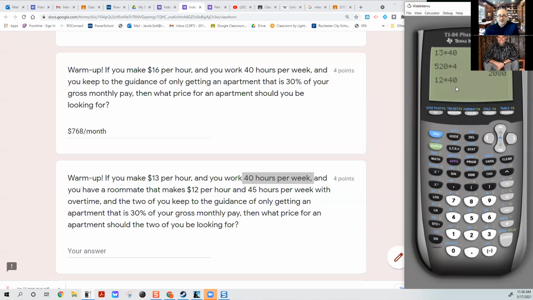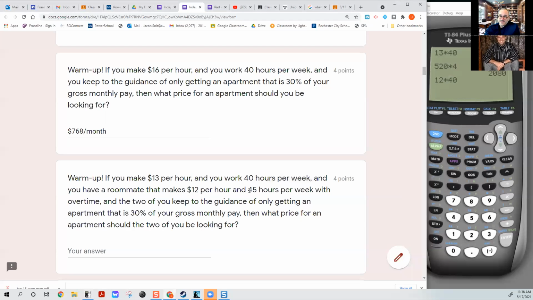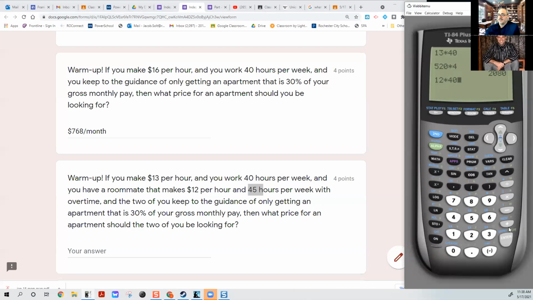The first 40 hours you work, that's called straight time. That means you just get paid whatever your hourly rate is. For those last 5 hours of 45, those are going to get overtime money. So we need to figure that out next. Let's find out what they make on their straight time. Okay, they make $480 straight time, but now $12 an hour times 5 hours of overtime, because it's 45 total.